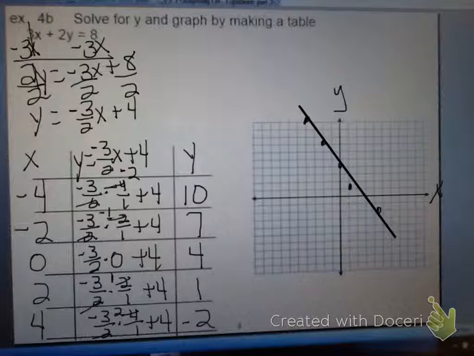Oh, I'm off. I didn't plot that point right. Notice that my points did not line up, so I know I've done something wrong. A minute ago my points didn't line up, so I knew I did something wrong, so I went and looked, and sure enough, I plotted wrong.